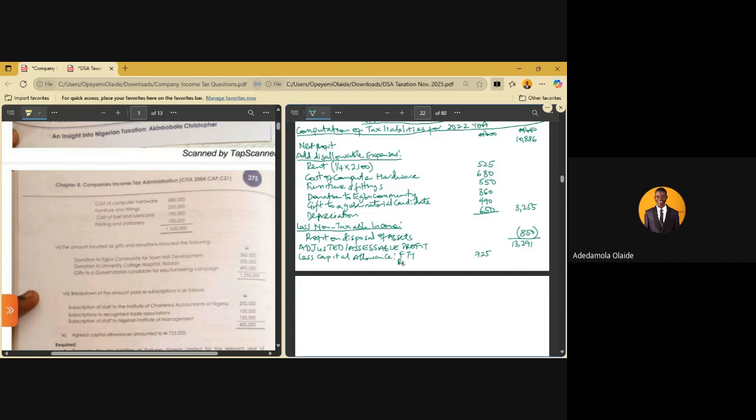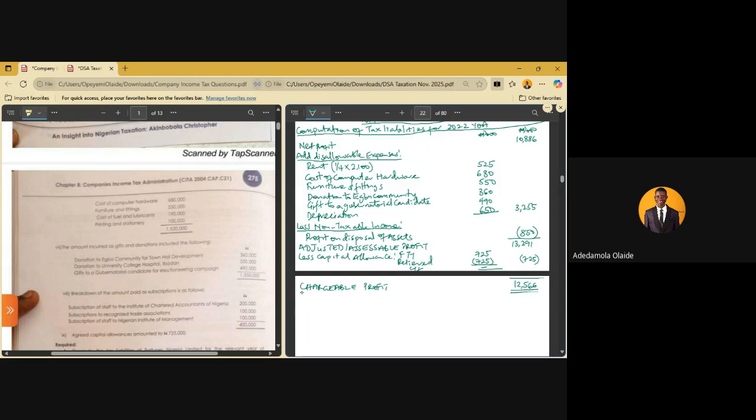Since it is not more than two-thirds of the assessable profit, we can relieve it all. So carry forward will be nil. If we now relieve 725 from this, what do we have as the chargeable profit? 12,566.